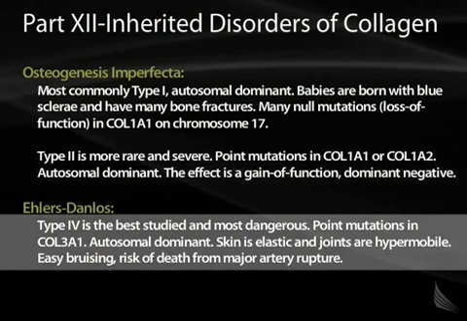Ehlers-Danlos is type 4, best studied and also the most dangerous. This gene is COL3A1. Autosomal dominant, the skin is elastic and joints are hypermobile with easy bruising. The risk of death for these people comes from major artery rupture.